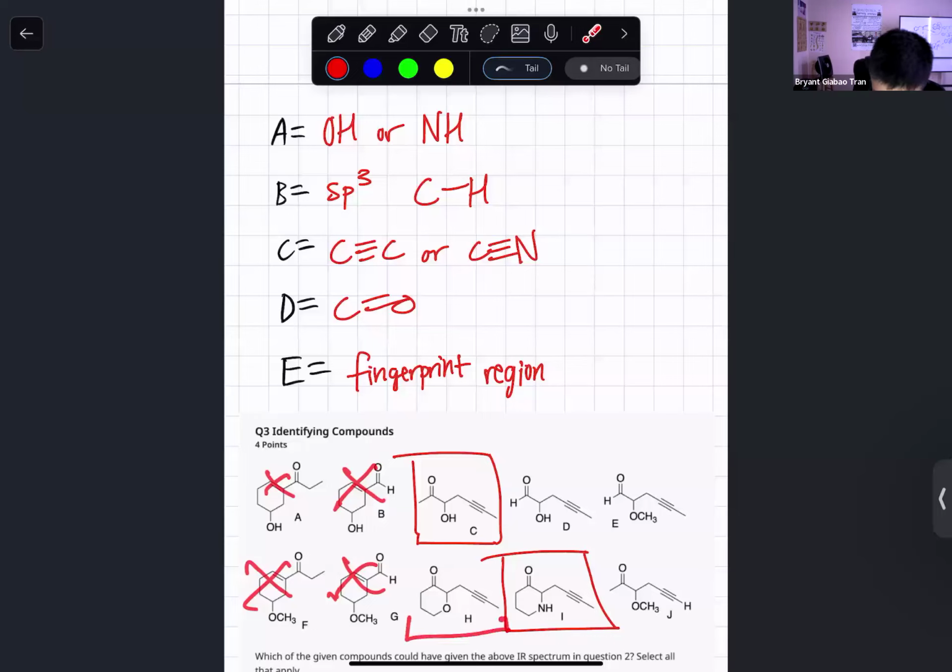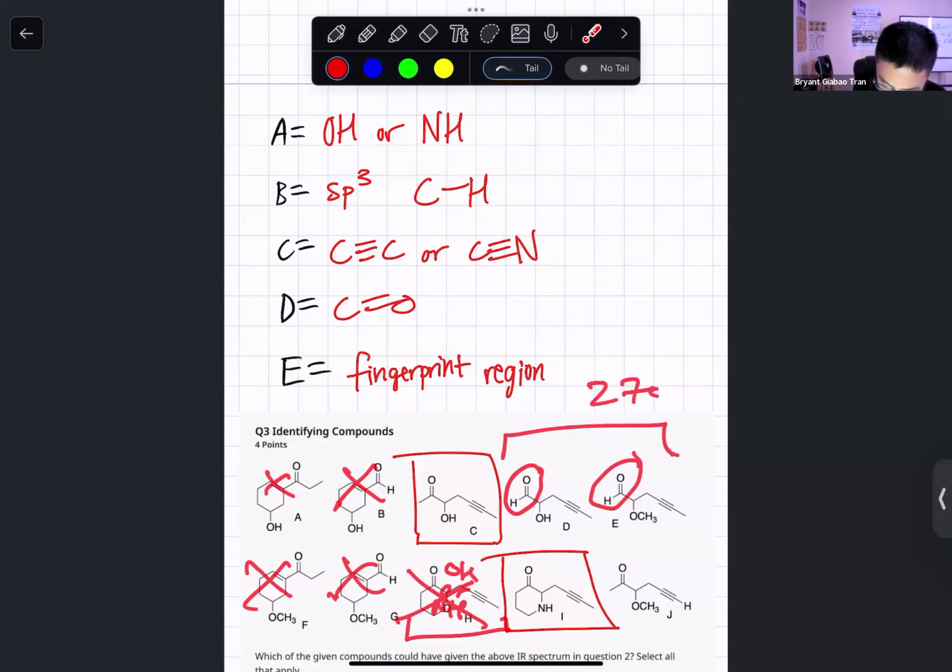This one here does not have an OH or NH, right? So we could cross that out. This one here has an aldehyde, but we do not have an aldehyde, because we don't have a peak around 2700, so we could cross those out. Now, you guys tell me what's wrong with this answer here. Why is this not the correct answer?